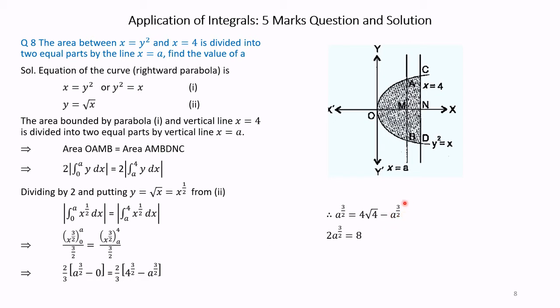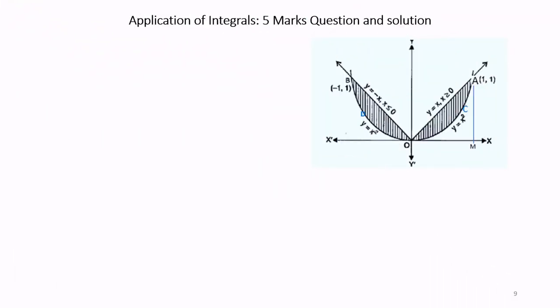Therefore, when this a goes to the left side, a to the power of 3 by 2 is there, and when this goes to the left side, it becomes 2 times a to the power of 3 by 2. That is equal to 4, square root of 4 is 2. 2 into 4 is 8. We get a to the power 3 by 2 is equal to 4, this goes 2, 8 divided by 2 is 4. That into inverse of 2 by 3. That is the value of a. So we have found the required value. Next question.